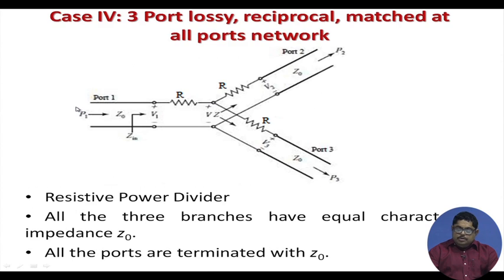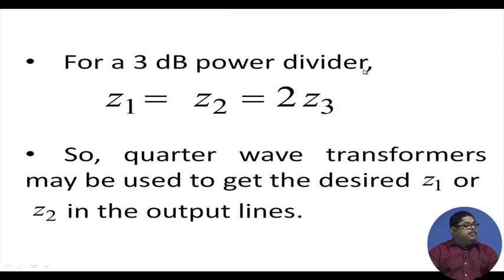For a 3 dB power divider, suppose I want a 3 dB power divider, I will choose like this, that will give me 3 dB power. If you were to choose any other values, remember that the impedance always determines how much is the power. So quarter wave transformers may be used to get the desired Z1, Z2 in the output lines. We will see in tutorials etc.